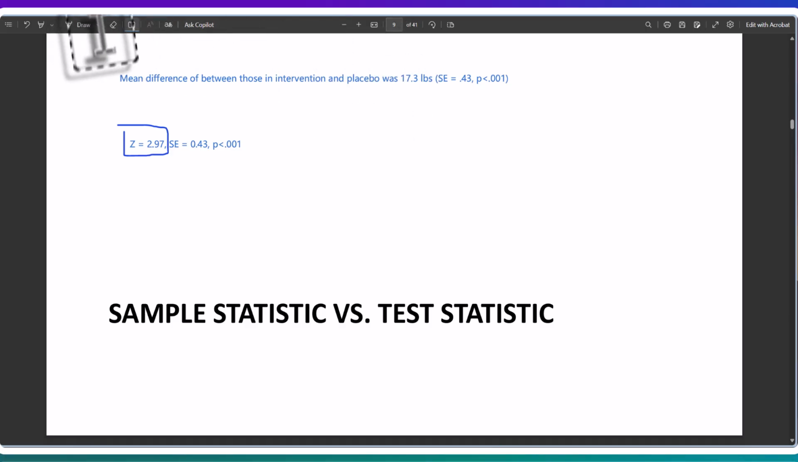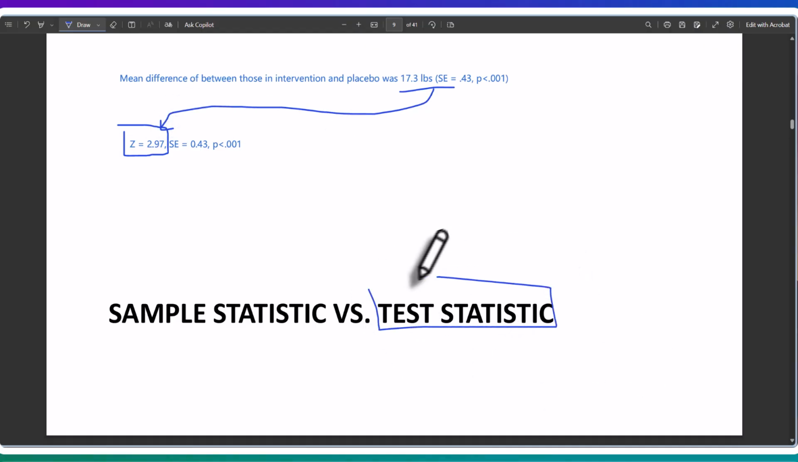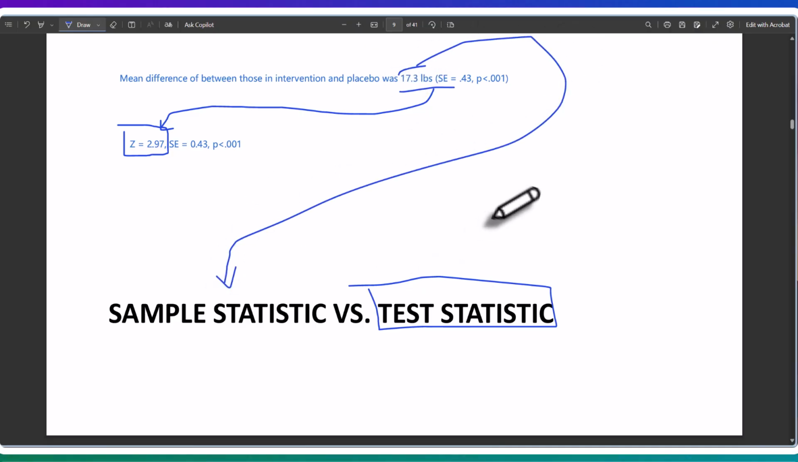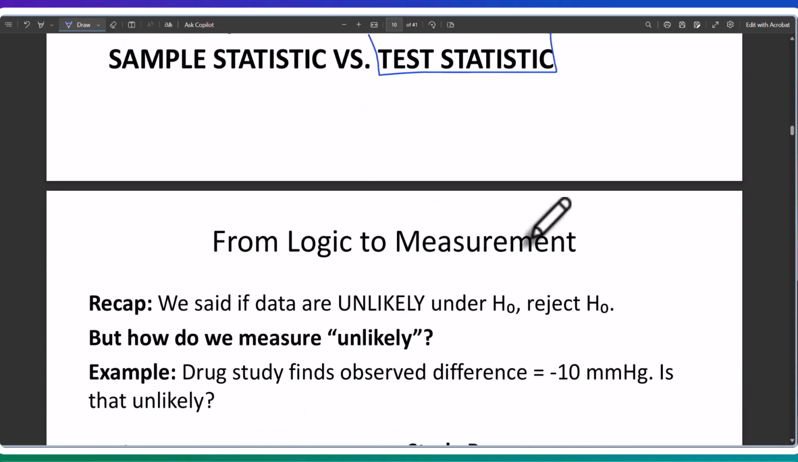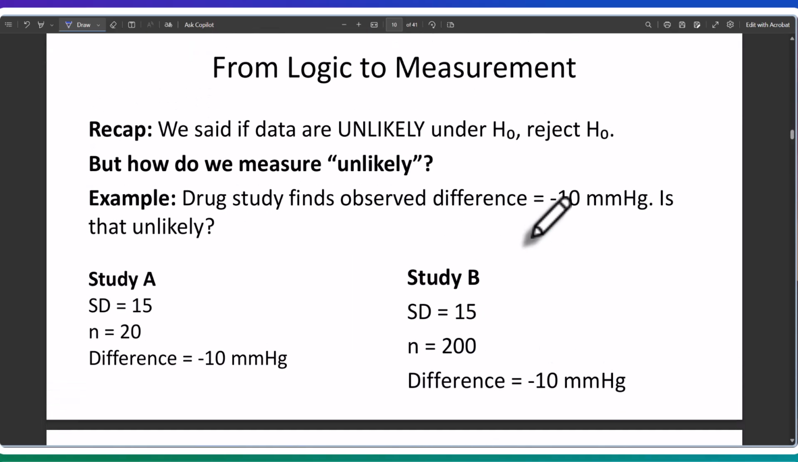that they don't usually do that in the discussion section or the results section. What they do is they typically transform it into a z-statistic. So that is called a test statistic versus our sample statistics. The 17.3 is our sample statistic. Okay, so why do we even do this?